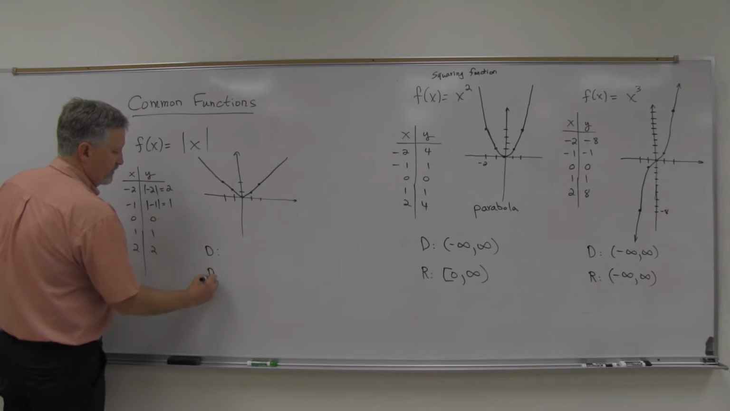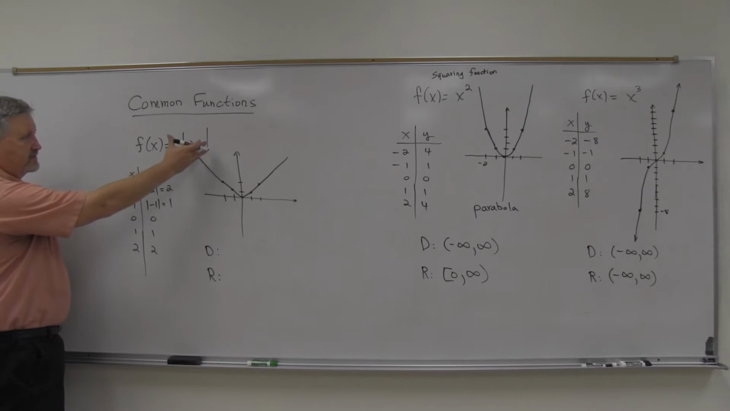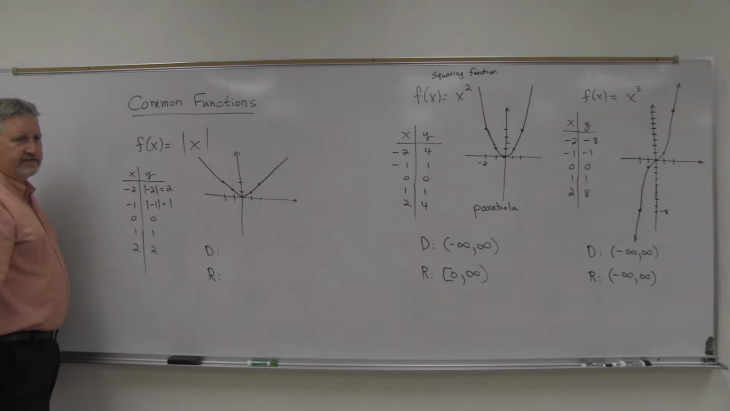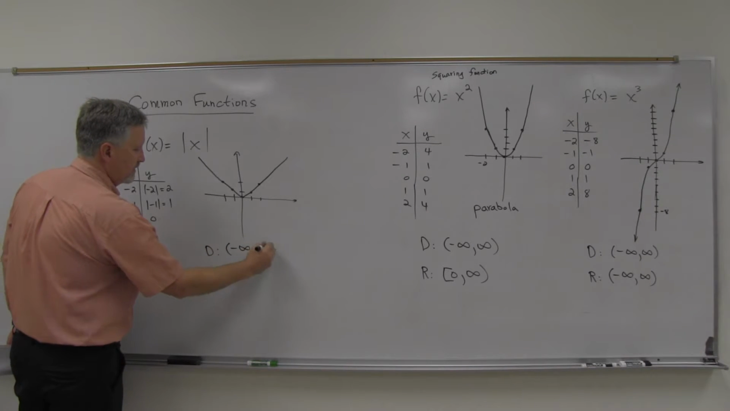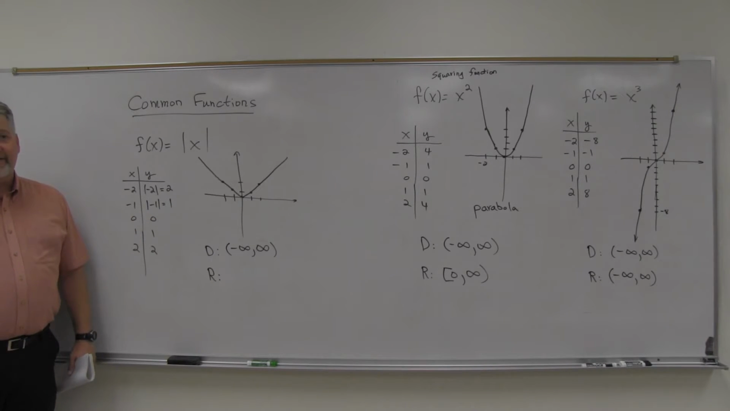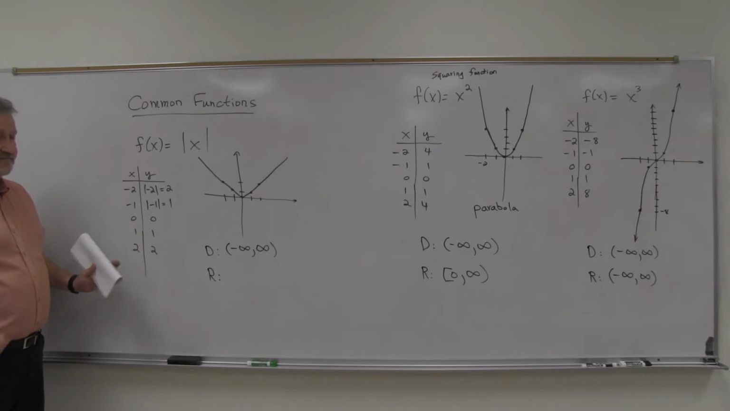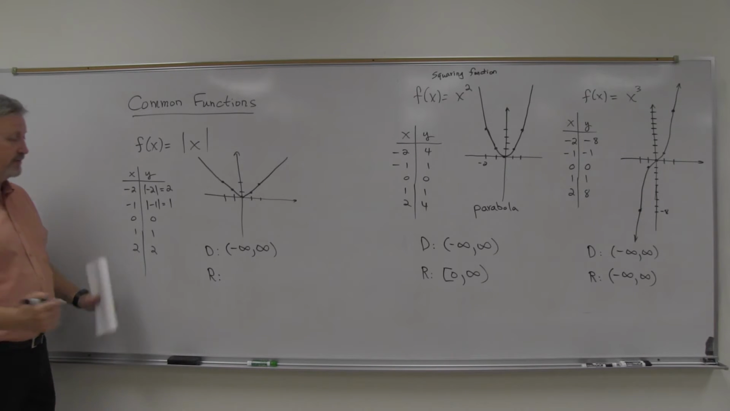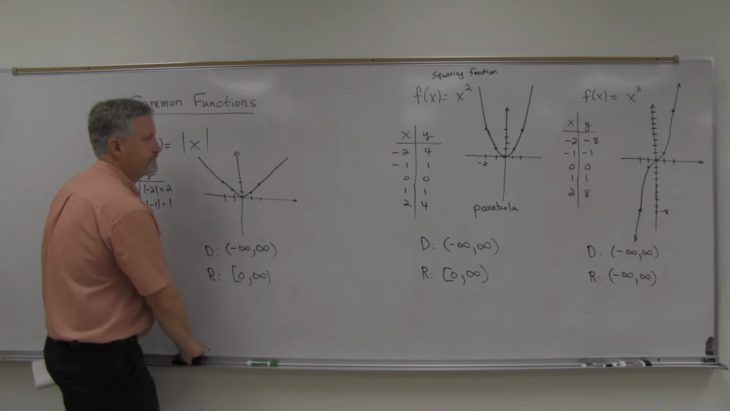And then the domain and range on that. Well, again, nothing limits what x can be. x can be anything, still negative infinity to positive infinity. But again, looking at the graph, or thinking about the equation, what y values do I get? Do I get anything negative? Nope. Nothing negative. It's all positive, besides 0. So again, the range is 0 to infinity. Is that okay?